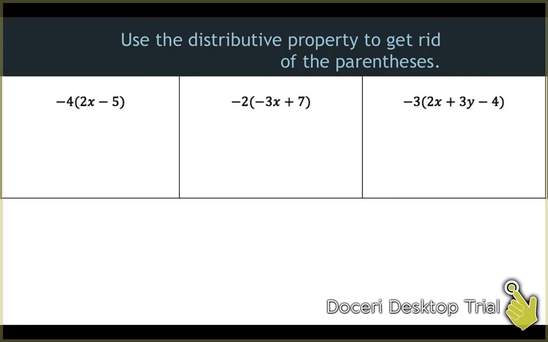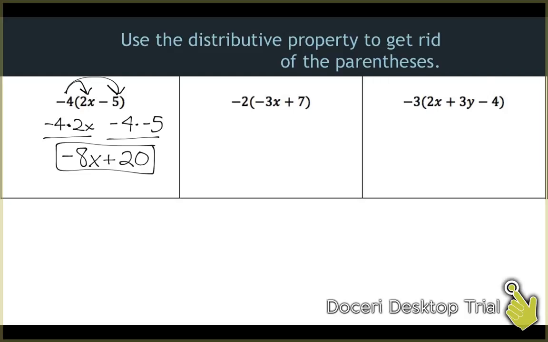Okay, here we have a negative 4. So we're going to distribute the negative 4 into the parentheses. So we are going to multiply it by each of the addends inside of the parentheses. So we have negative 4 times 2x, and then we have negative 4 times negative 5. Well, negative 4 times 2x would give us negative 8x. And then negative 4 times negative 5, well, that is positive 20.